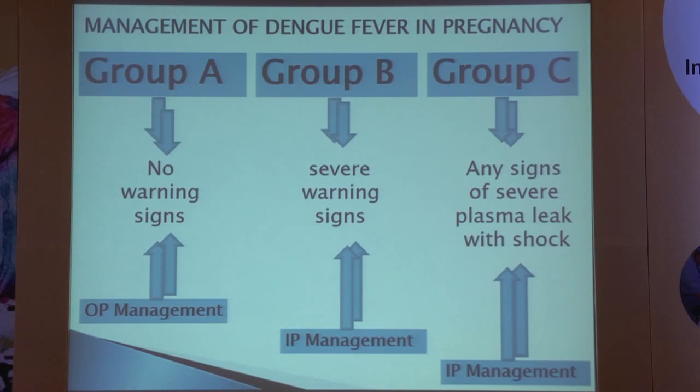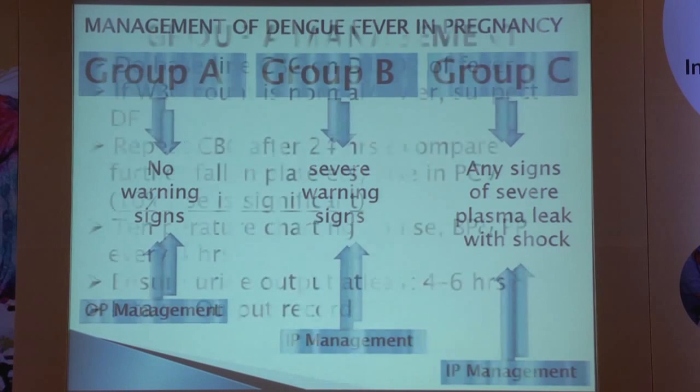Management of dengue fever in pregnancy is as Group A, Group B, and Group C. So Group A, no warning signs, and you can manage it in the OP. Group B, severe warning signs and IP management. Group C, any signs of severe plasma leak with shock, and again IP management.